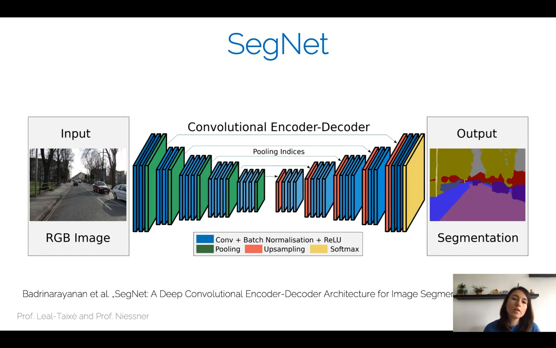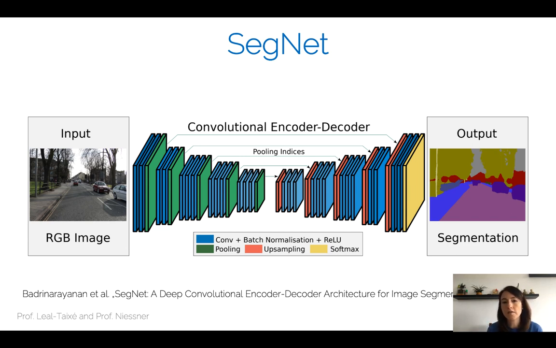So let's look at how autoencoders can be used in practice for computer vision applications. The first autoencoder architecture that we have seen, SegNet, is actually for semantic segmentation. So as I said, the task of semantic segmentation is that for every input image pixel, we get a label that actually tells us whether this pixel is representing the road, a car, trees, building, etc. So it gives semantic meaning to the pixels in the image.